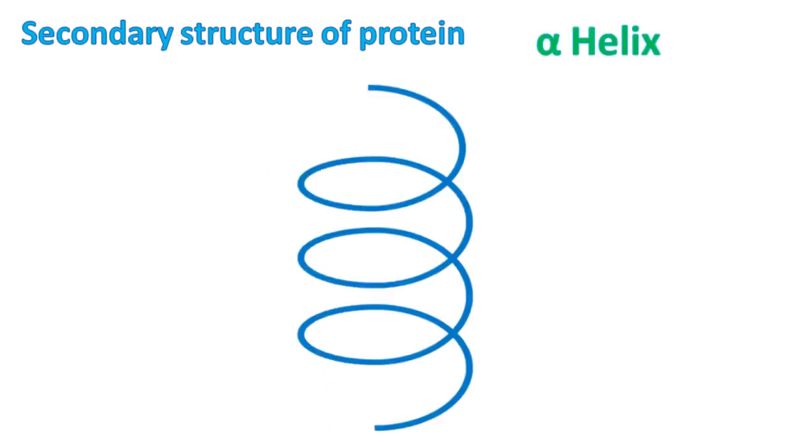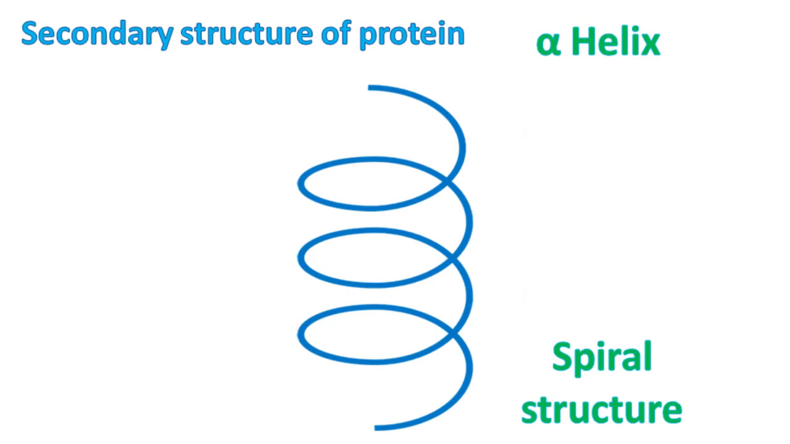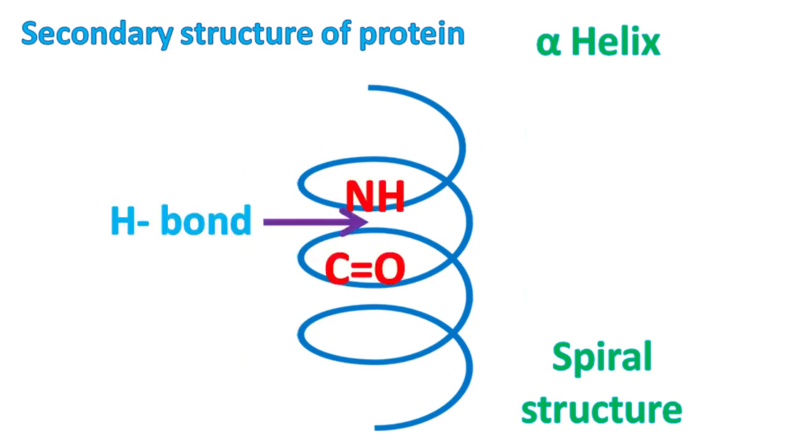Let's talk about alpha helix. Alpha helix is the most common secondary structure of protein. In this structure, the protein attains a spiral shape such that the side chain of amino acid remains outwards. The alpha helix is stabilized by hydrogen bonding. This hydrogen bonding is formed between the hydrogen of nitrogen and the oxygen attached with the carbon.